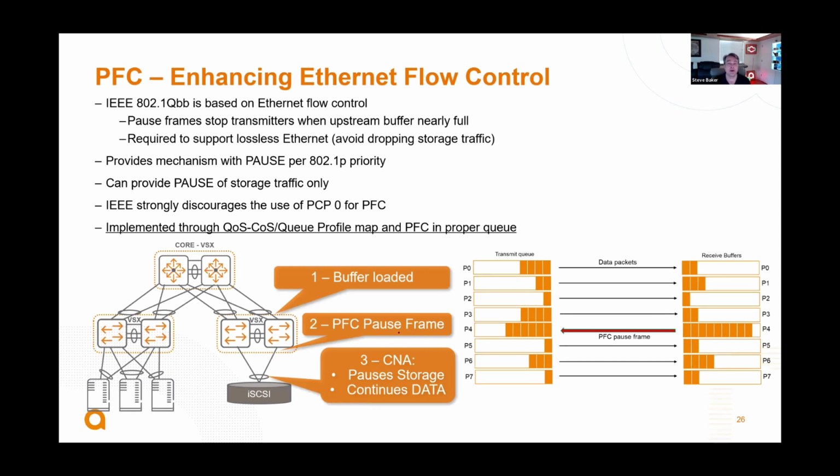Just some notes, of course, we're going to be using the 802.1p priority, and the IEEE strongly discourages using the priority code point 0 for PFC. Typically, the priority code point 0 is not used for PFC. And then, of course, we would actually implement PFC using the queue profile map.